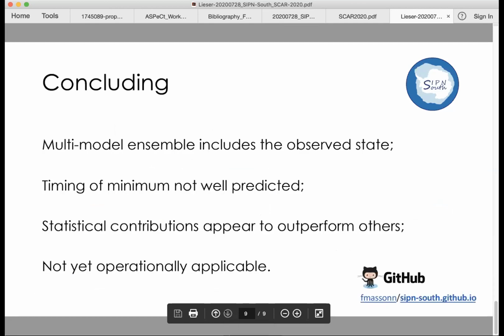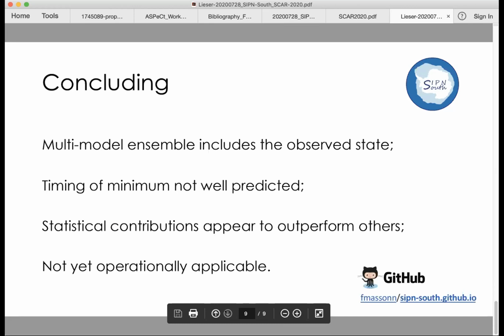Concluding remarks. The multi-model ensemble includes the observed state, so that was a good start. The timing of the minimum is not well predicted. Surprisingly for us anyway, statistical contributions appear to outperform others, and we're currently investigating and trying to find out why that is and how that is.